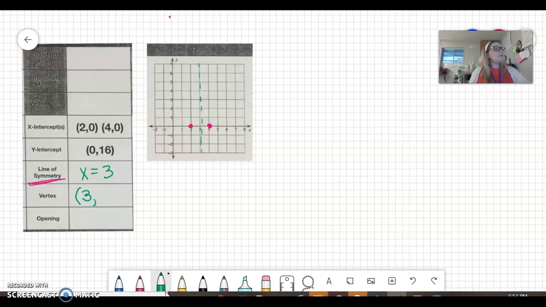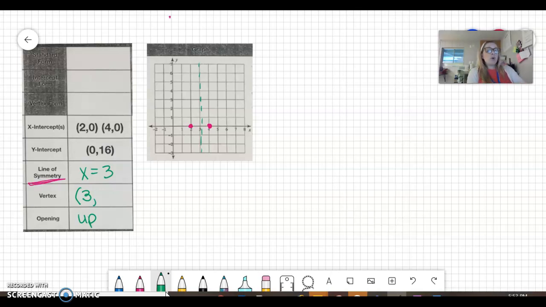The other thing is, can I determine which way it's opening? I've got 3 points: these 2 intercepts, and then a y-intercept all the way up here. The only way it's going to do that is if it's opening up. So it must be opening up. Now from here, we need to start figuring out which form I can start with.